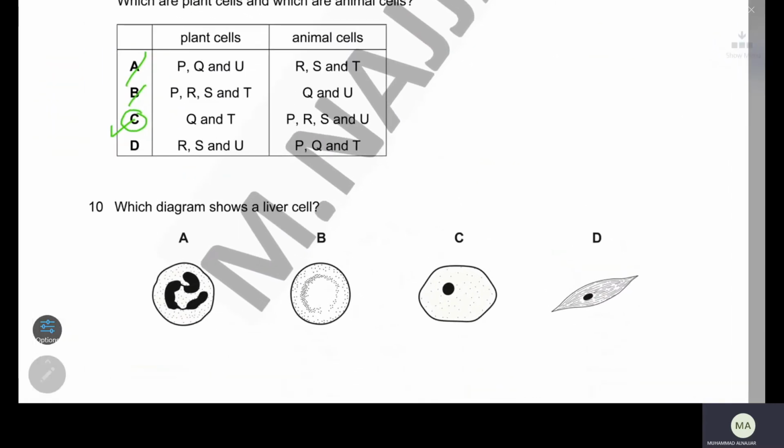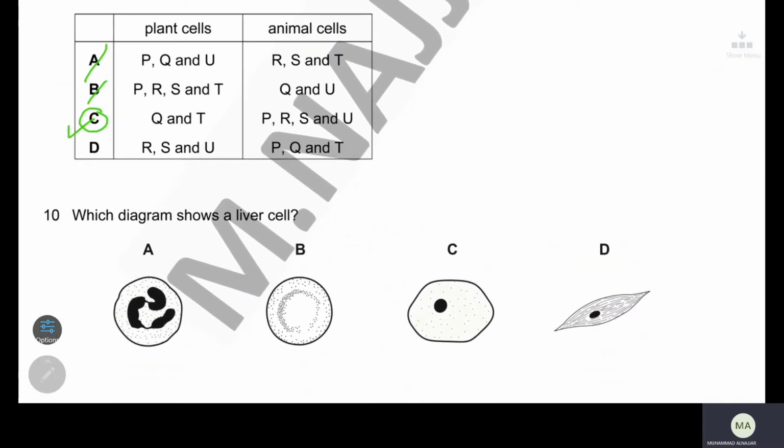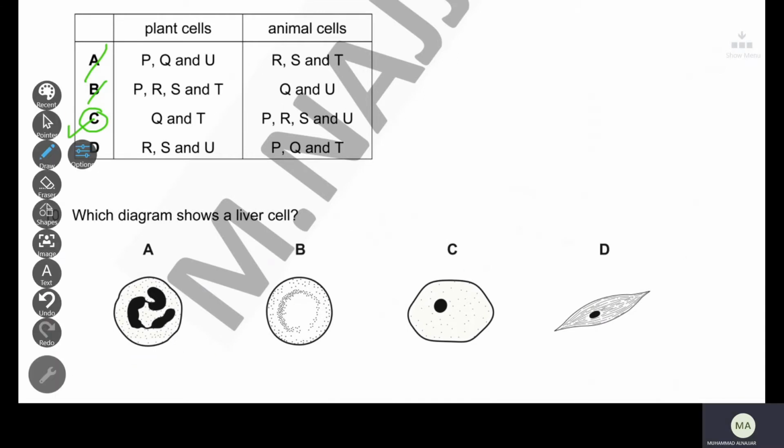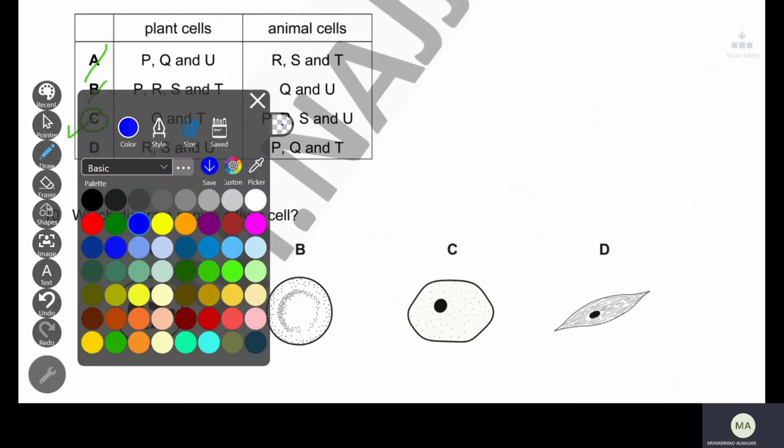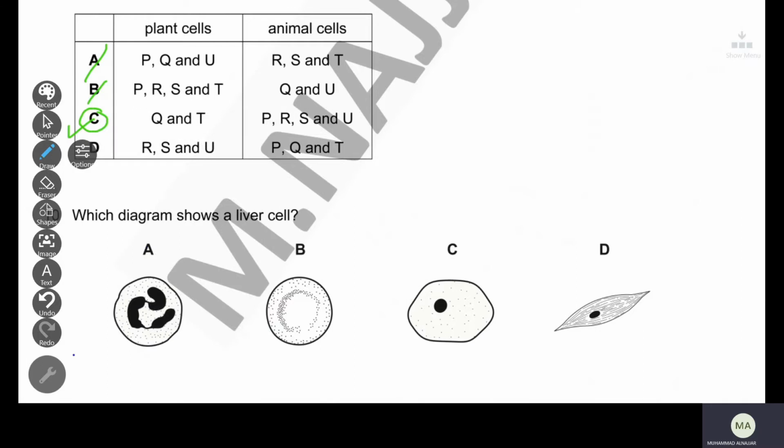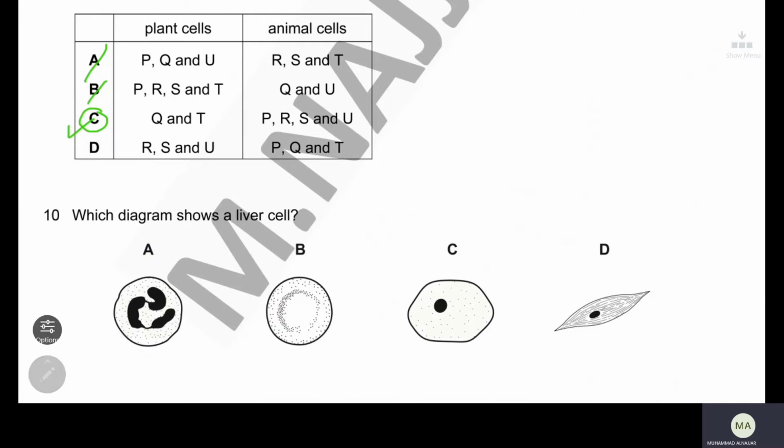Question number 10. Which diagram shows a liver cell? Which diagram shows a liver cell? As we take in the modifications of the cell, now it will be obvious and easy for you to find out which is the liver cell. Again, my key way to answer those questions is to label.